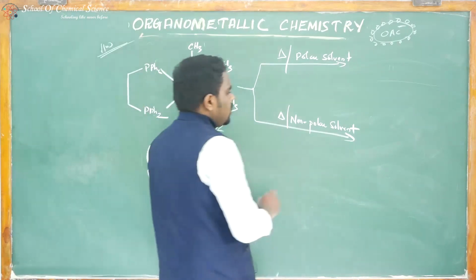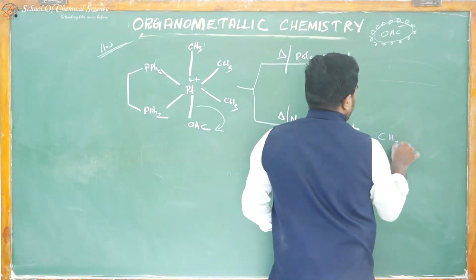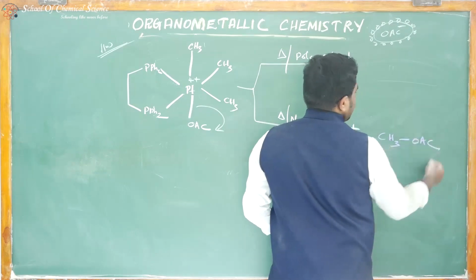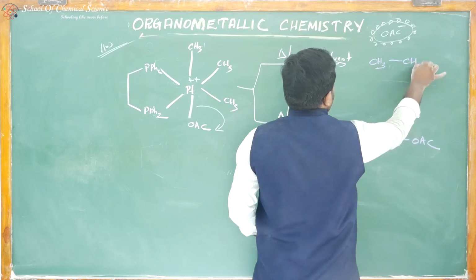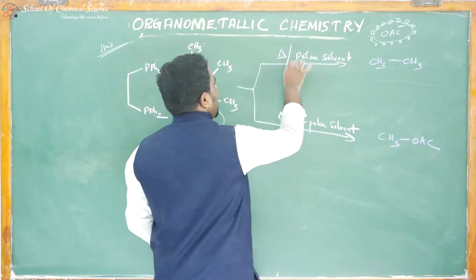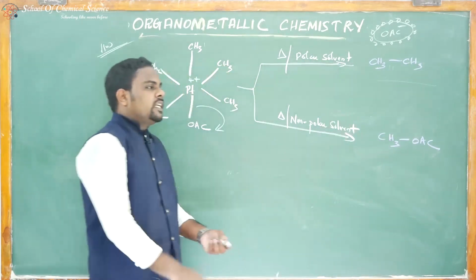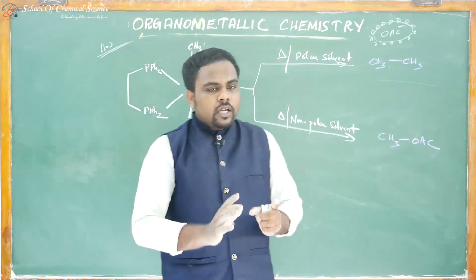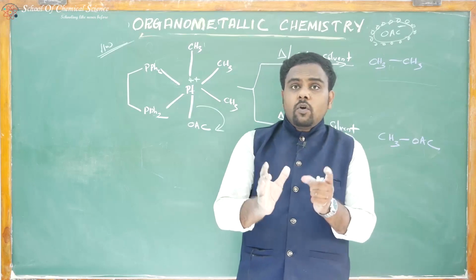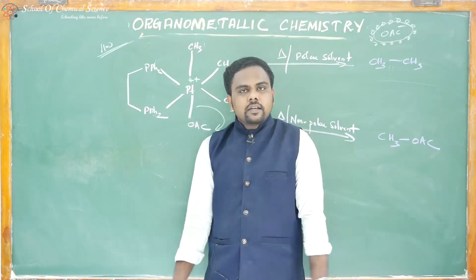Okay, so practice with the mechanism. Here the product is CH3OAc, the unusual product. Here the usual product is CH3CH3, in polar solvent, or you can decrease the concentration of OAc minus. So that's all about when different or more than one anionic ligands are present.